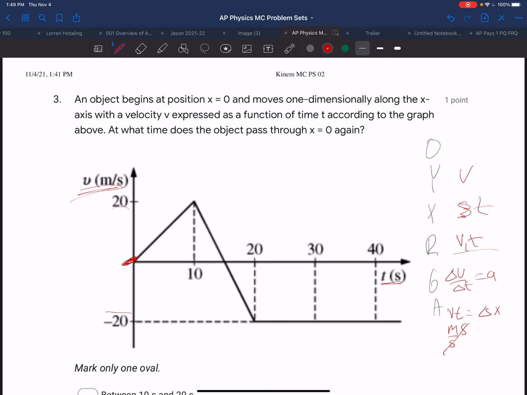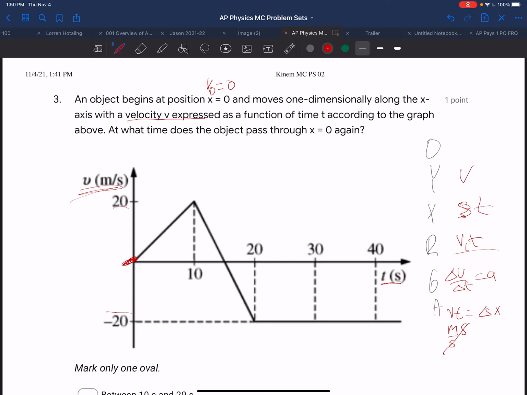So we see that the object begins at position x equals 0, so x naught equals 0, moving one-dimensionally along the x-axis with a velocity v as a function of time. At what time does the object pass through 0, 0 again?